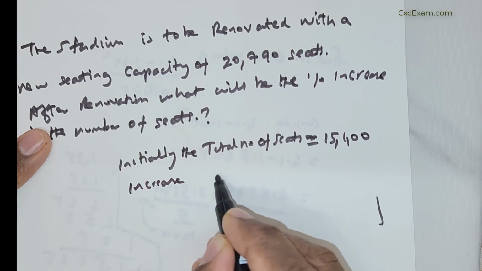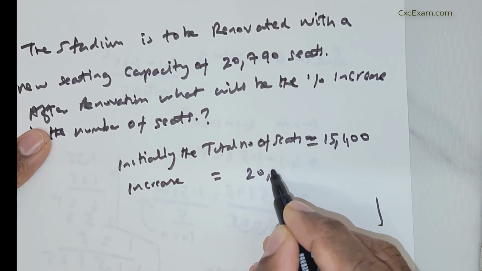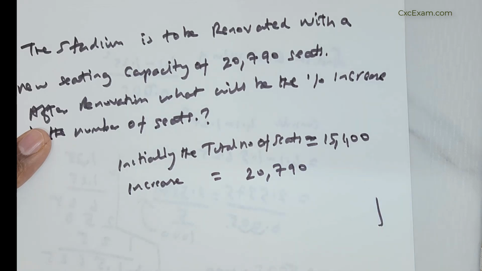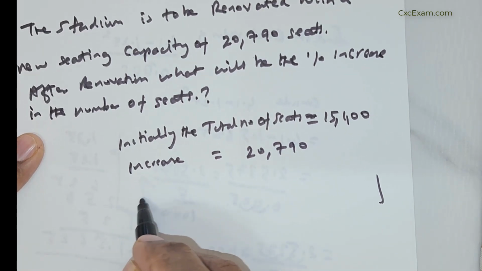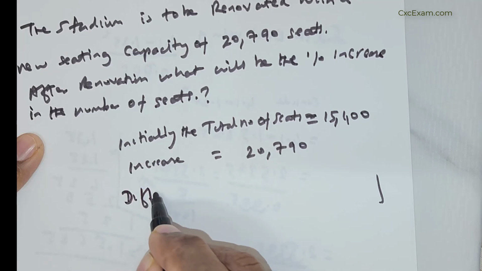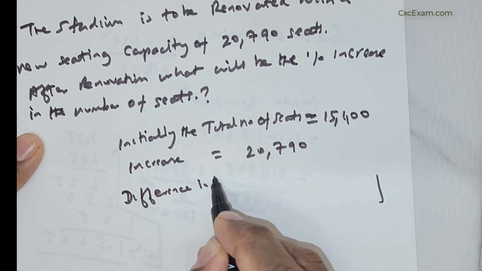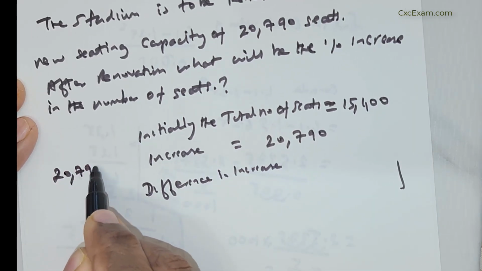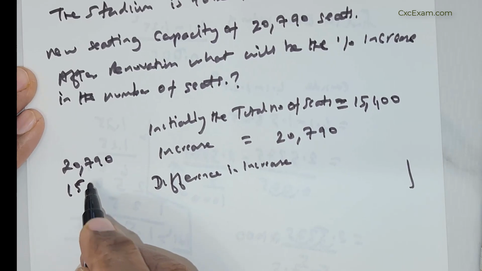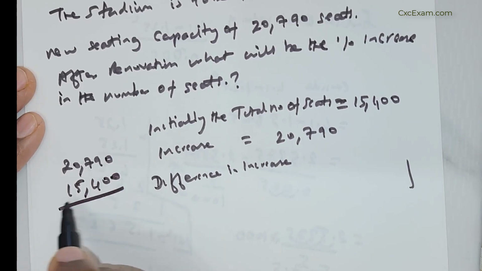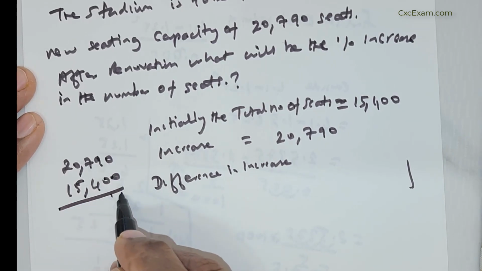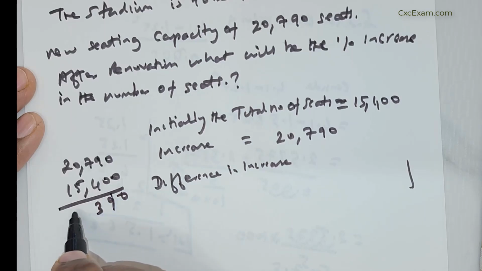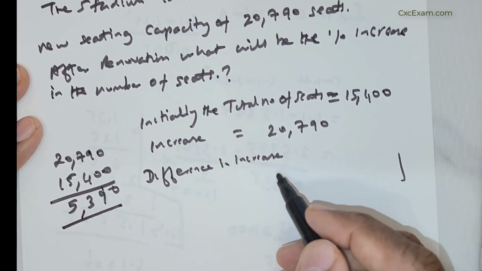Now the increase is how many? 20,790, is it not? So the difference in increase, how much? So for that, from 20,790 you take away 15,400. So what do you get? 0, 9, 3, 5. 5,390 seats have been increased.